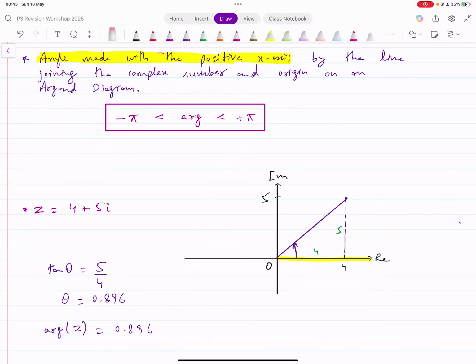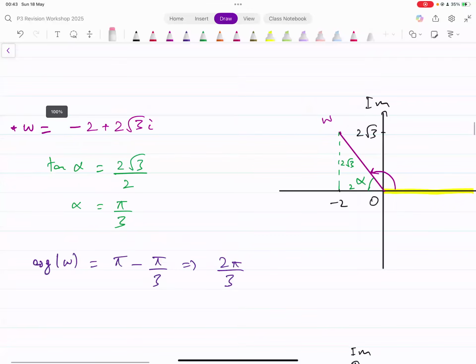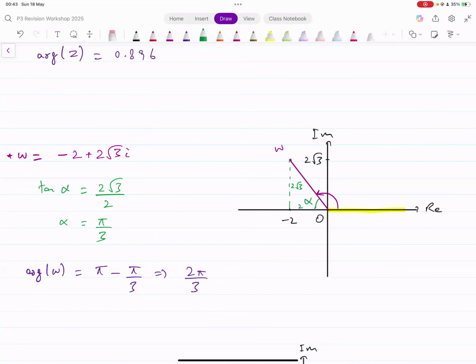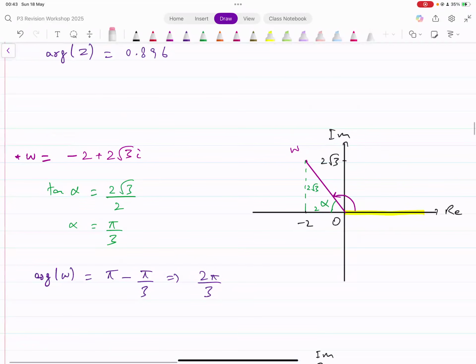Let's have a look at some examples for that. Let's say we have a complex number that looks like this, -2 plus 2 root 3 iota. How do you find the argument of this? Remember, argument is the angle from the positive x-axis. That's this yellow line that you see here. Now, -2 plus 2 root 3 iota, which quadrant is this in? The real part is negative, the imaginary part is positive. It's going to be on the left side here, right? Top left, that's the second quadrant. That's where the argument is going to be.